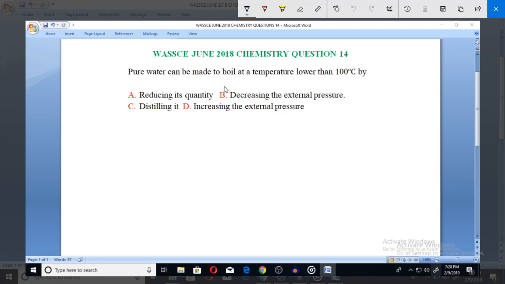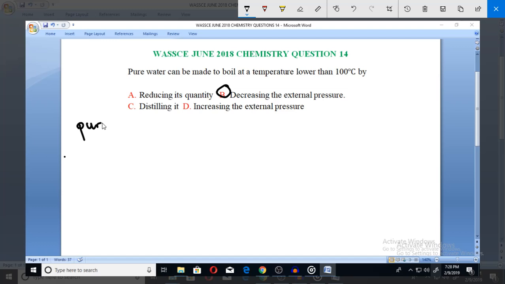So how can you make pure water to boil at a temperature lower than 100 degrees Celsius? Is it by A, reducing its quantity, B, decreasing the external pressure, C, distilling it, D, increasing the external pressure? So what is the answer to this problem? The answer is actually B, decreasing the external pressure. Why is B, decreasing the external pressure, the answer?